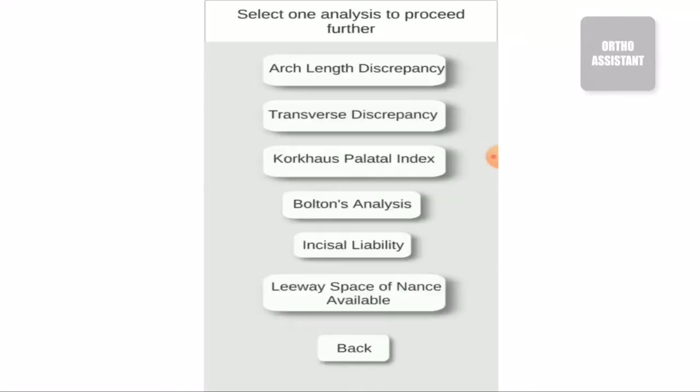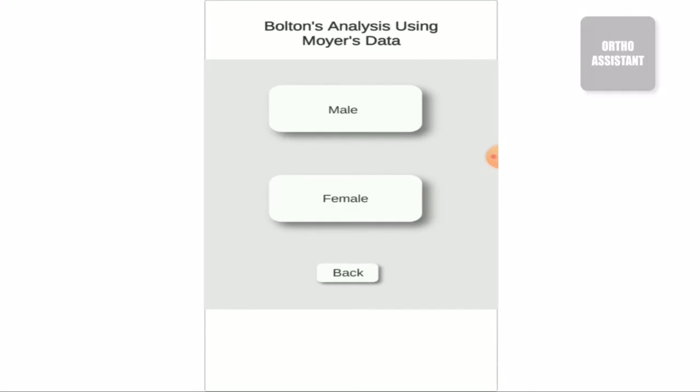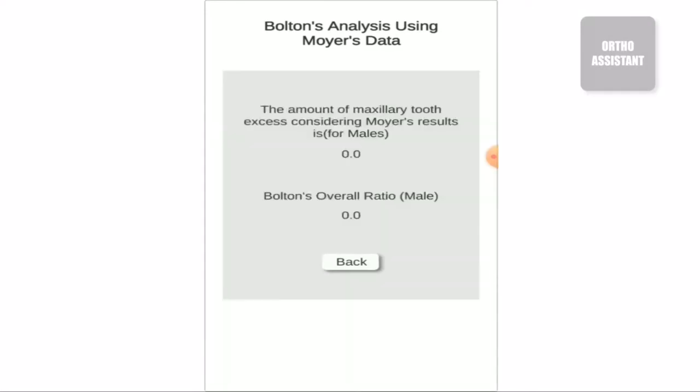Back. Go to the Bolton's analysis. Because Bolton's analysis uses only permanent dentition, the app will calculate the values of permanent dentition by its integrated system, and it will give you the analysis accurately. Suppose it is for Moyers data, because it is available for male and female, you have to enter for male. It will give you the amount of maxillary tooth excess and also the Bolton's overall ratio.